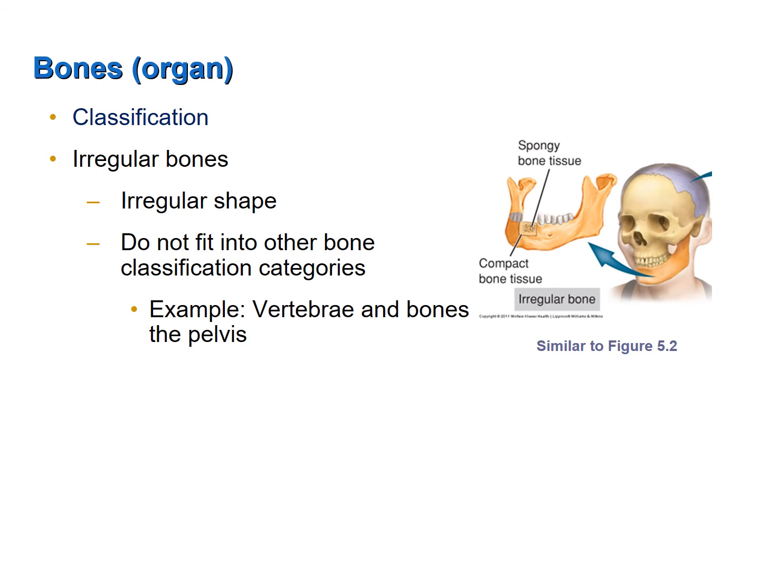The last type of bone, the organ, are the irregular bones. Irregular bones are irregular in terms of their shape, therefore they don't really fit into any of the other categories. In terms of the distribution of spongy and compact bone, however, they are most similar to the flat bones. They consist of an inner layer of spongy bone sandwiched between two thinner outer layers of compact bone tissue.